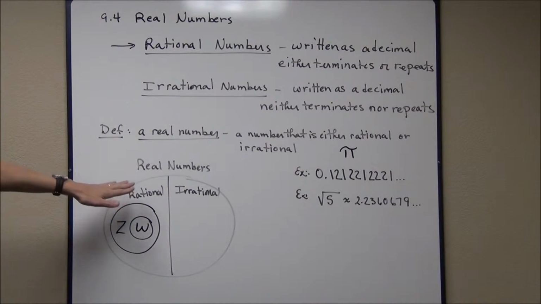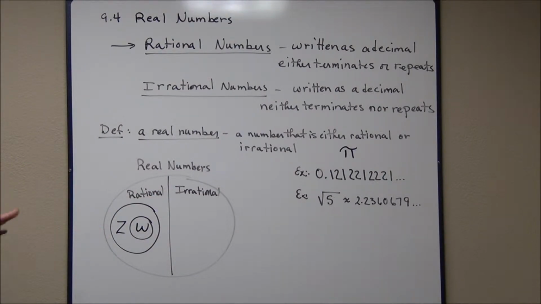Rational numbers, remember, we can write them as fractions. If we write them as a decimal, they either terminate or they repeat. Irrational numbers we cannot write as a fraction. And if we write it as a decimal, it will go on, it will not terminate first off, and it will not repeat. Neither non-terminating nor non-repeating there.